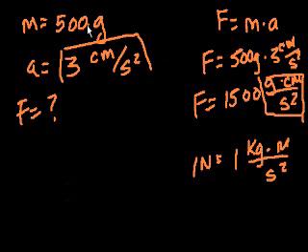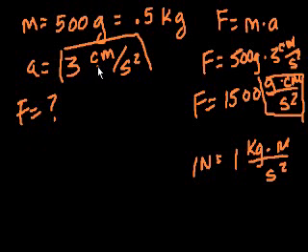So what's 500 grams in kilograms? Well, a kilogram is 1,000 grams, right? So 500 grams is going to be half a kilogram. 1 kilogram is 1,000 grams, so 0.5 kilograms is 500 grams.